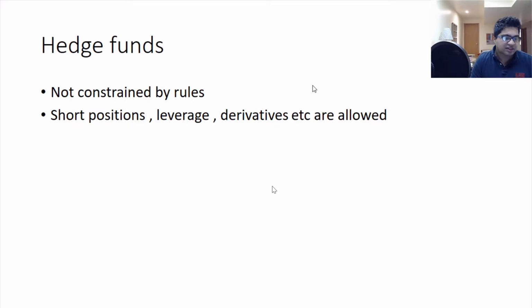It cannot short sell. It cannot use leverage. It cannot use derivatives beyond permissible use. It cannot invest in commodities. It cannot take exposure to currencies. So there are a lot of restrictions put on mutual funds. Hedge funds do not have such restrictions. They can take concentrated positions. They can invest more than 10% in one company. They can have more than 10% voting rights in one company. They can short sell, they can use leverage, they can invest in currencies, and they can take exposure in commodities. So they are not constrained by rules. Short positions, leverage, and derivatives beyond permissible use are all possible in hedge funds.